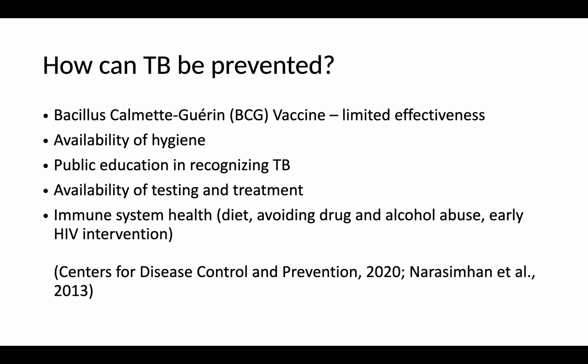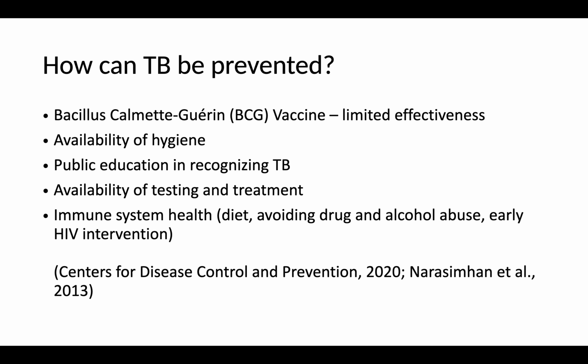Can we prevent tuberculosis? Yes, we can. There is a vaccine for tuberculosis, an old vaccine called BCG, but it provides limited effectiveness and is therefore not generally used. Thankfully, other methods of prevention are available, such as hygiene to prevent the spread of cases in the first place, public education in recognizing TB, which can help to reduce the spread and facilitate early treatment, and the availability of testing and treatment, therefore, is key.